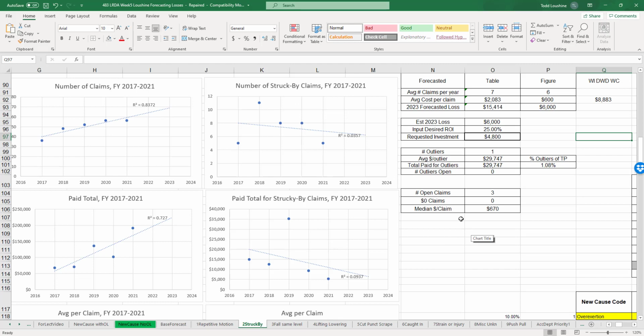For struck by, for this one, the R square values are not as good. This is going down quite a bit, the total paid. The work comp average is about 8,883, a lot lower than what we had. My figures are a lot lower, and because we got a very low, one outlier, it's 29,000, I felt comfortable just sticking with the super low number. So with the $6,000, which is kind of right around that average.